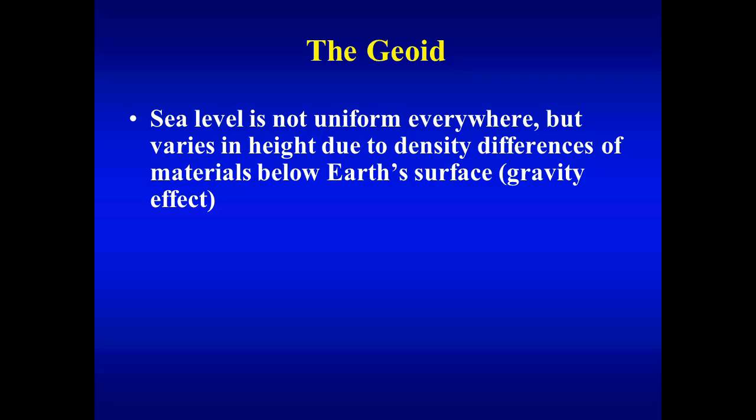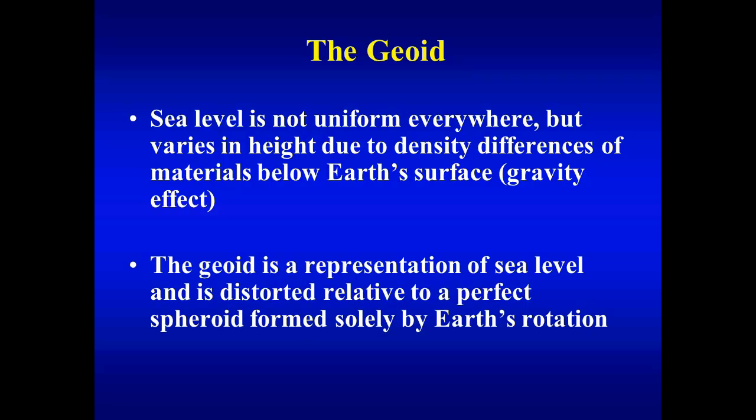So let's start by stating that the sea level is not uniform everywhere, but tends to vary in height due to density differences of materials below Earth's surface, related to the gravity effect. The geoid is a representation. The geoid is an imaginary surface that represents sea level and is distorted relative to a perfect spheroid formed solely by Earth's rotation.